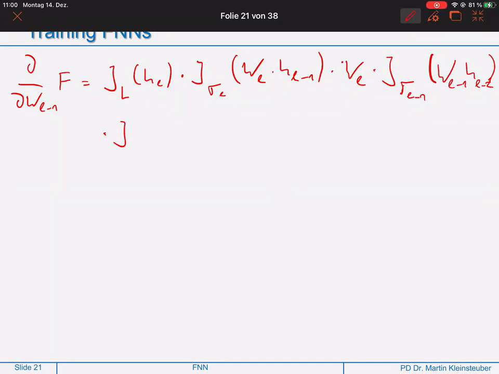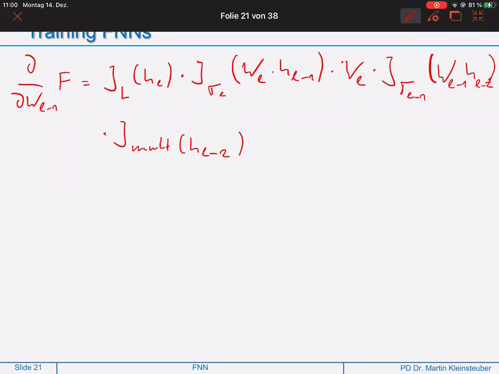And again, times the matrix multiplication with the remaining vector that does not depend on WL minus 1 anymore. Right? Because HL minus 2 only depends on the weight matrices L minus 2, L minus 3, and so on and so forth.